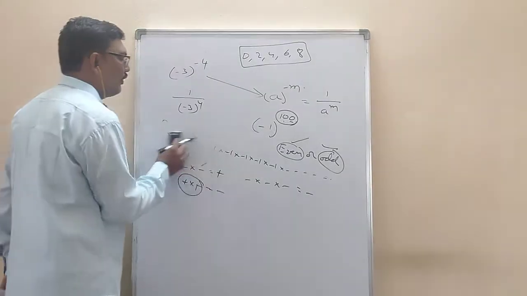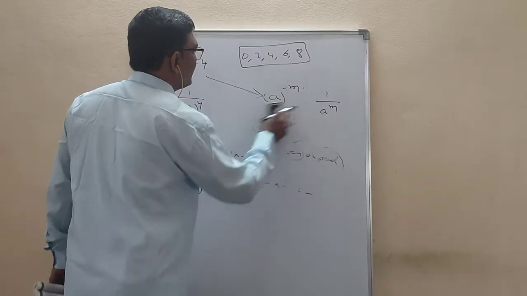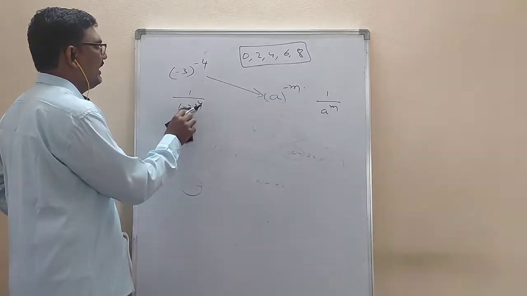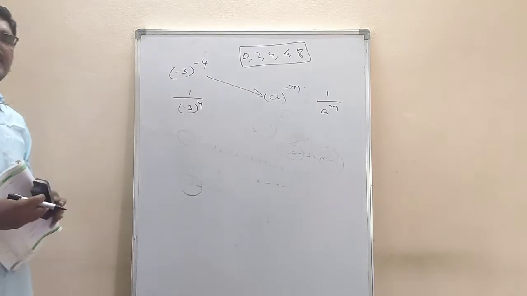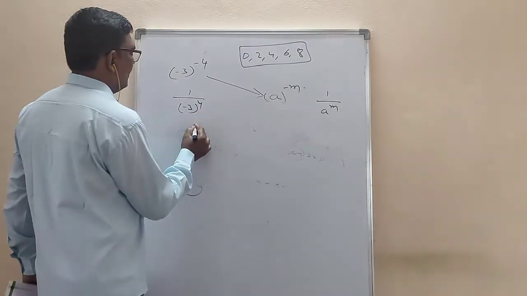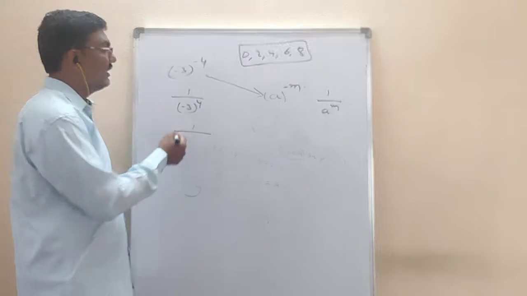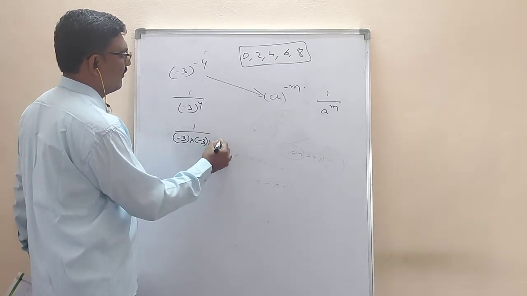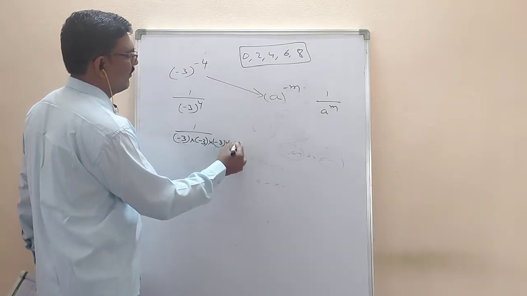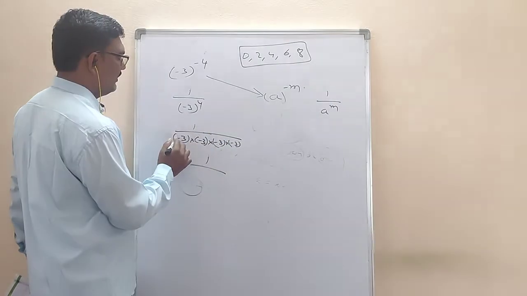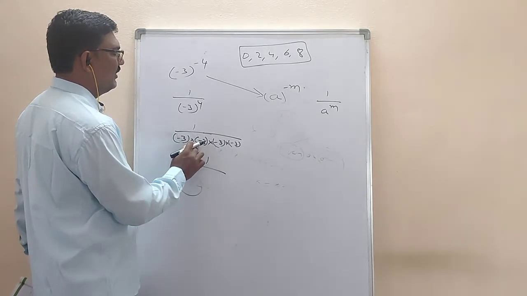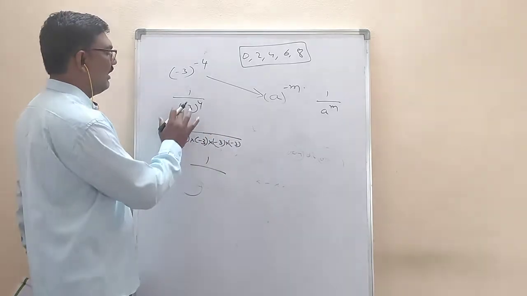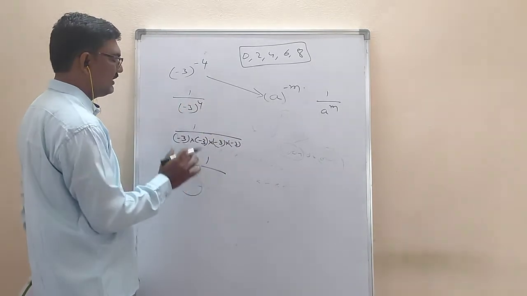Now, (-3) to the power 4 means minus repeated an even number of times. 4 is an even number, so the answer will come as plus only. 3 to the power 4. Minus into minus is plus, plus into minus is minus, minus into minus is plus, like this is not necessary. Always, minus to the power of an even number is plus only.